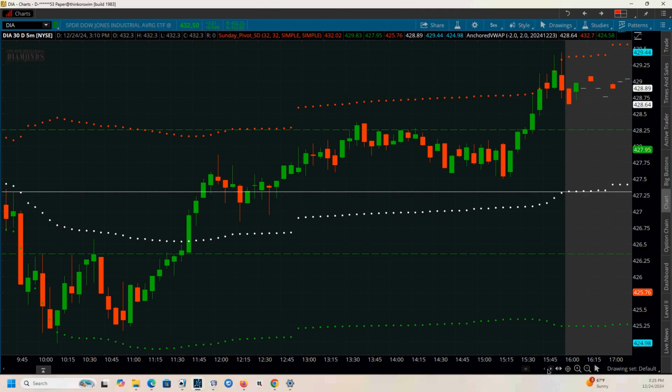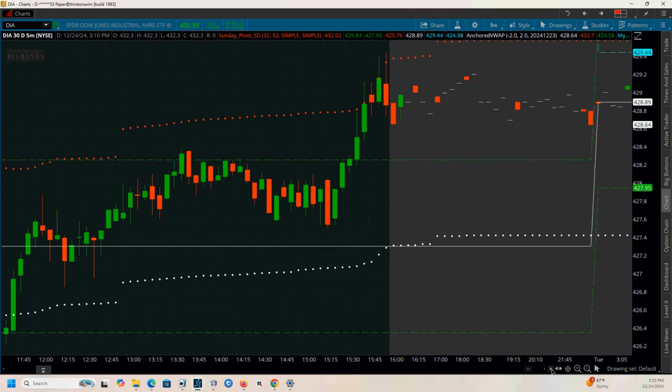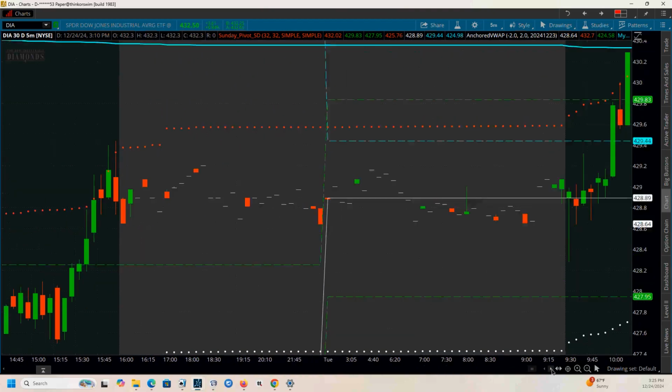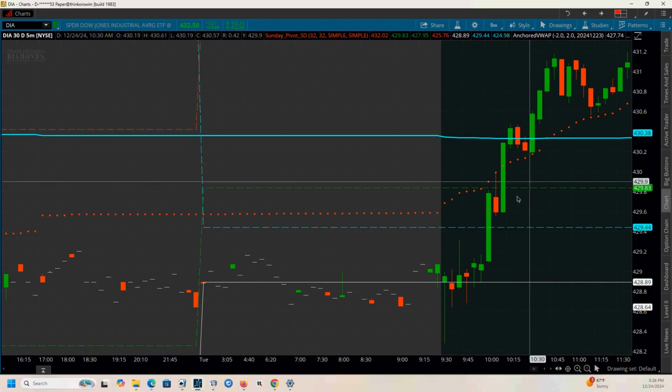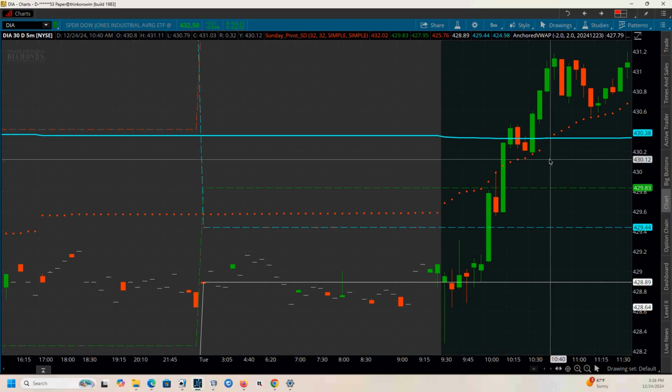So let's go here to the next day. Zoom right on over. This morning I really wasn't in front of the computer. I wasn't even thinking about getting out of this trade. I went for a bike ride, and when I came back from my bike ride, I saw the trade was actually up.